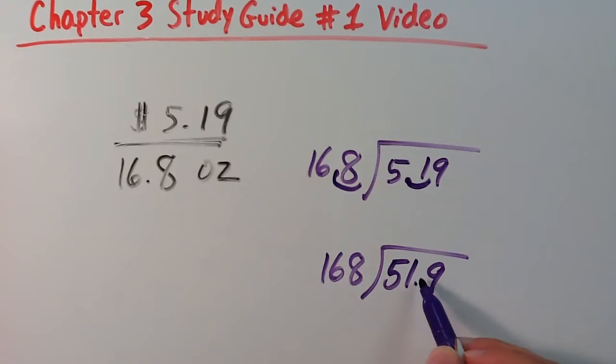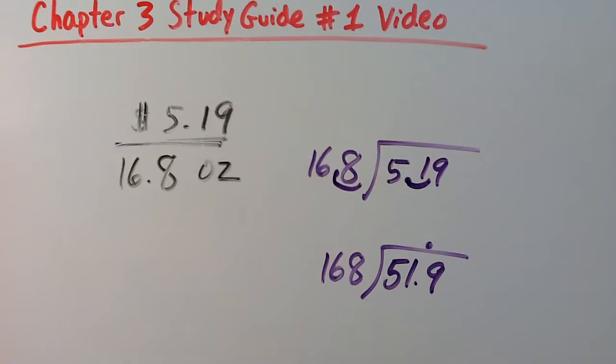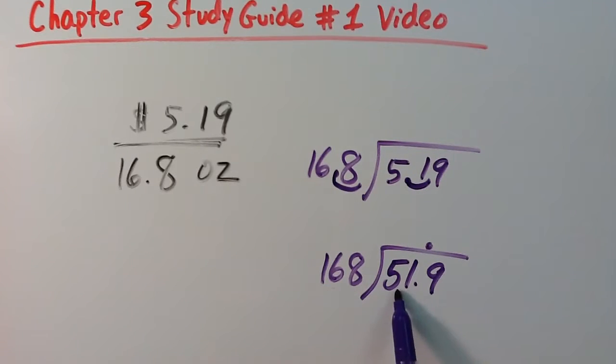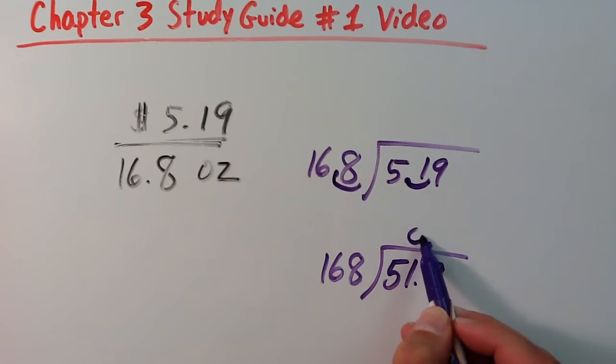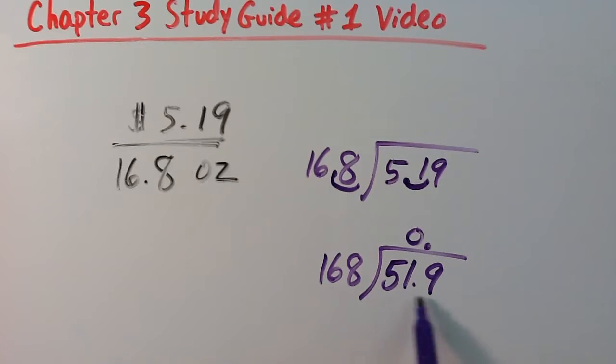Of course, when I'm dividing, the decimal goes straight up into my answer, so the decimal is right there. Now, can the number 168 go into 51? No, right? It's too big. It goes in 0 times. And so right away, we know that this number is less than 1. Now, can 168 go into 519? Yes, it can.